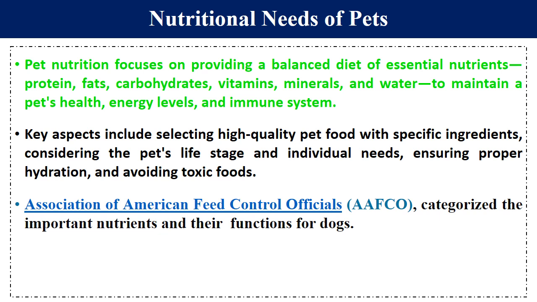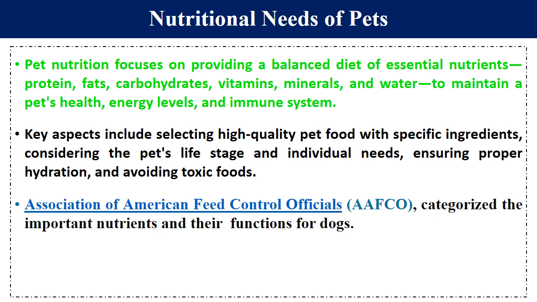Pet nutrition focuses on providing a balanced diet of essential nutrients, which includes protein, fat, and carbohydrate. These three are the major requirements, and then the minor requirements or micronutrients like vitamins, minerals, and of course water, which is one of the most important large-amount requirements. These nutrients are important to maintain a pet's health, energy level, growth and immunity.